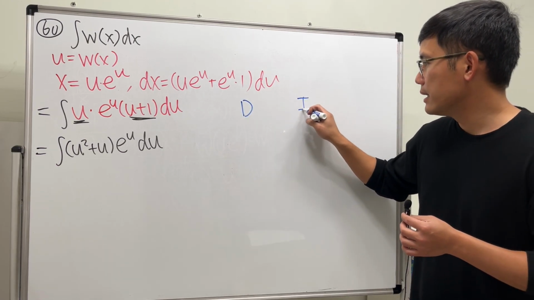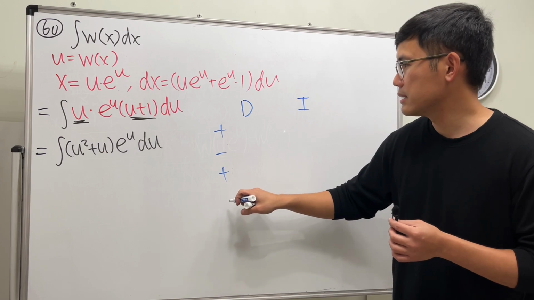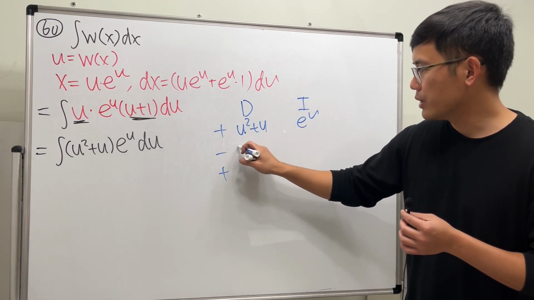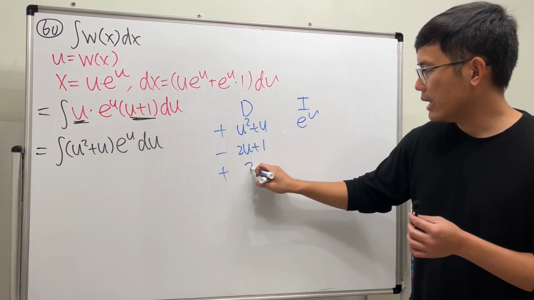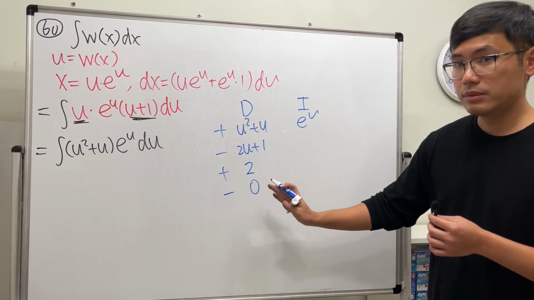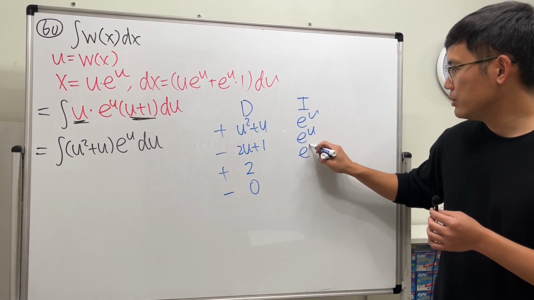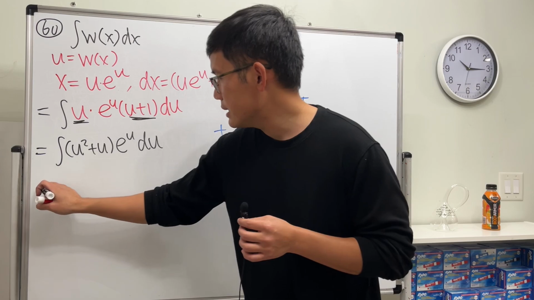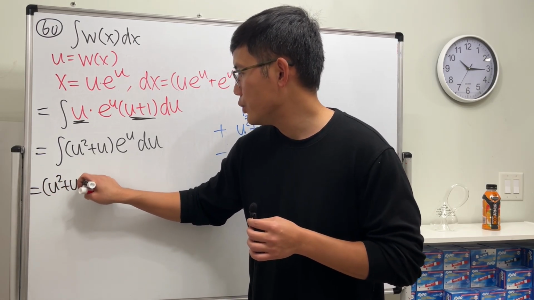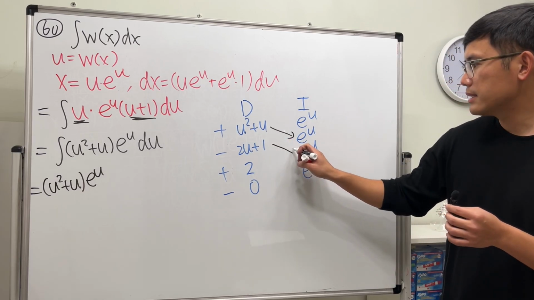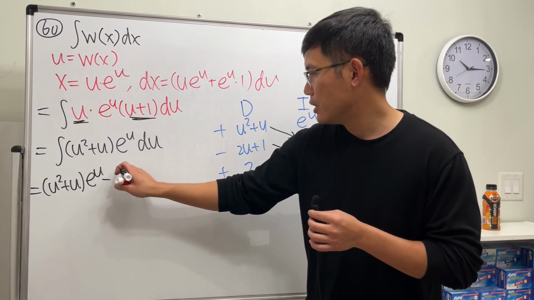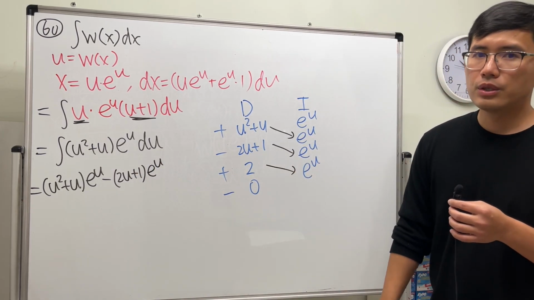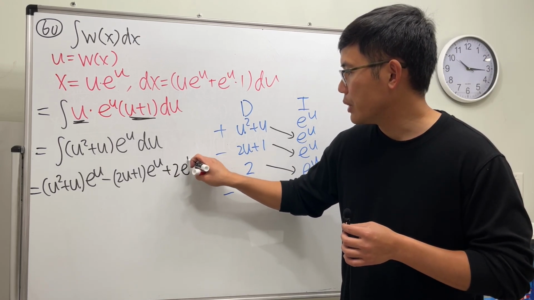D and I, plus minus plus: u squared plus u, and then e to the u. Differentiate this, we get 2u plus 1. One more time, we need one more. So get 0. Stop. e to the u is always going to give us e to the u. Alright, so first part of the answer, ladies and gentlemen. This times that, we get u squared plus u times e to the u. Next, this times that, which is minus 2u plus 1 e to the u. And then lastly, plus 2 e to the u.